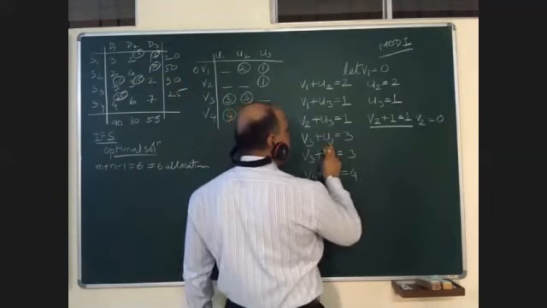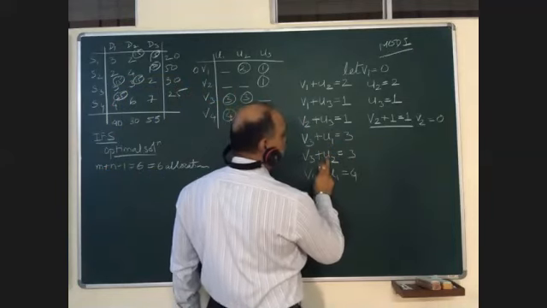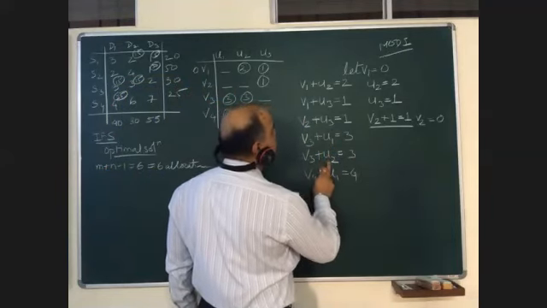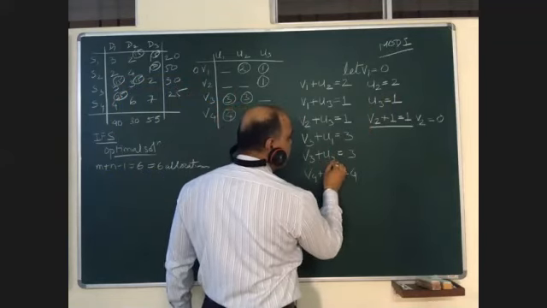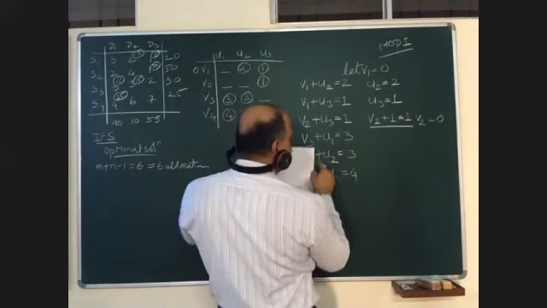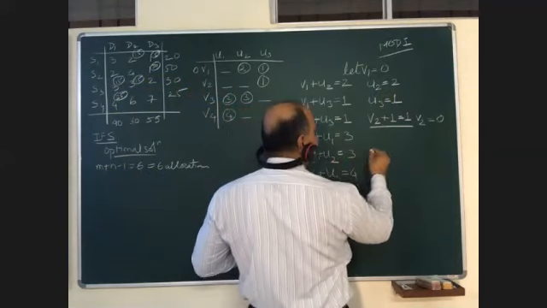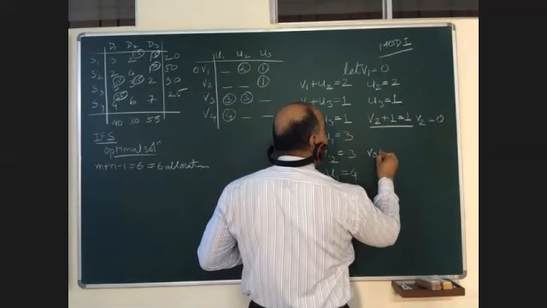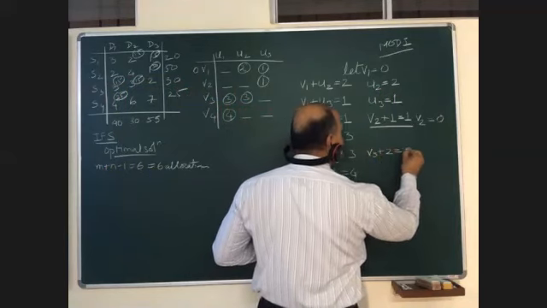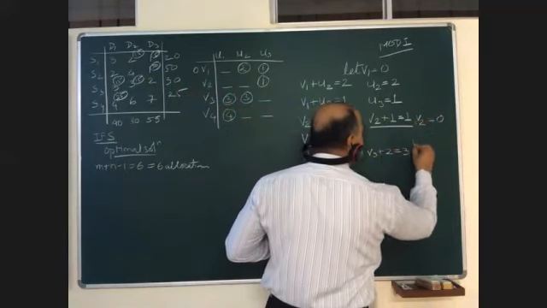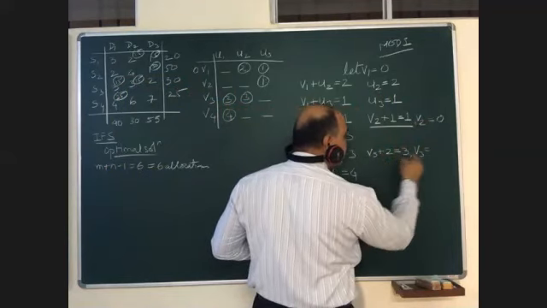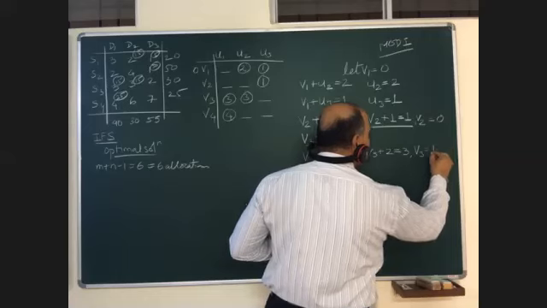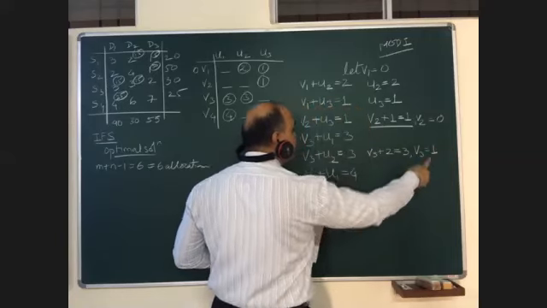Next, I have U2. I have U2 in this equation, right? Can I find V3? Yes. Here, V3 plus 2 is equal to 3. So your V3 will be, the sign will change, 3 minus 2. 3 minus 2 is 1. So your V3 becomes 1.